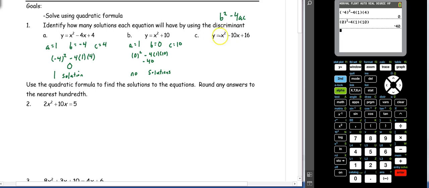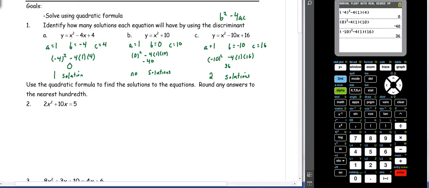And then in part C, our a value is 1, our b value is -10, and our c value is 16. So when I substitute in, I get (-10) squared minus 4 times 1 times 16. In the calculator, we get 36. Remember that whenever there's a positive number, we're going to add and subtract that in the quadratic formula. So in that case, we are going to get two solutions.